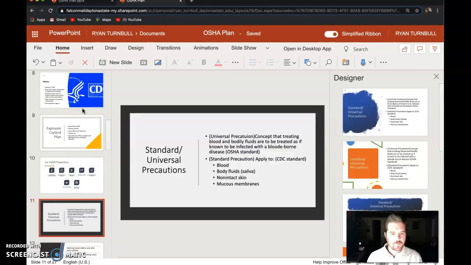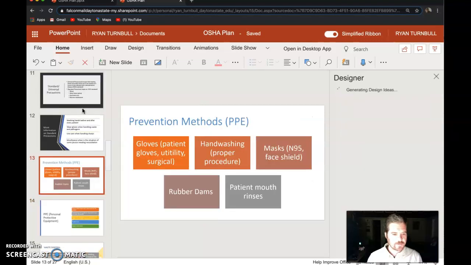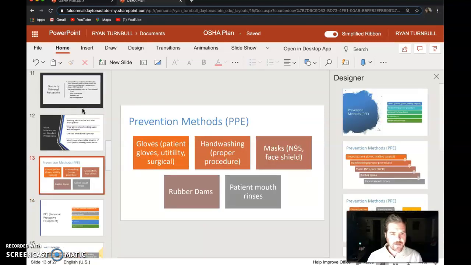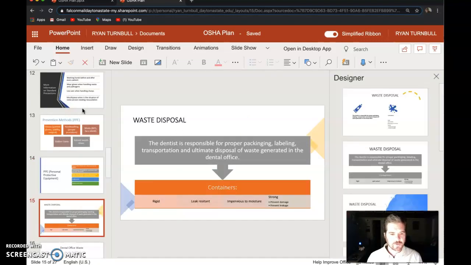We'll be talking about standard and universal precautions. Some more information on that topic. So something that I'm big on, and something that we'll definitely be discussing more in detail is prevention methods, especially PPE, which stands for personal protective equipment. We'll go over gloves, hand washing, masks, all that stuff. We'll be talking about waste disposal. Some things that we'll go into are sharps, the containers, stuff like that. Labels, color coding.